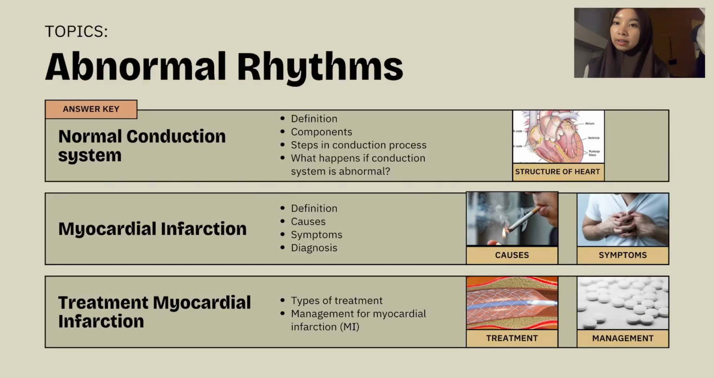In normal conduction system, we'll be learning about definition, components, steps in conduction process, and what happens if the conduction system is abnormal. So there are a few abnormalities in conduction systems, but today we'll be focusing on myocardial infarction. In myocardial infarction, we'll be learning about definition, causes, symptoms, and diagnosis. And lastly is treatment of myocardial infarction, where we'll be learning about types of treatment and management for myocardial infarction patients.